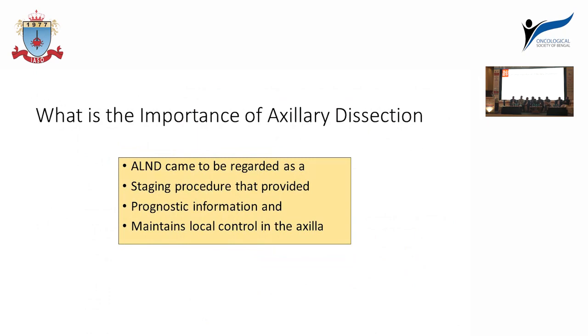Sir, what is the importance of axillary dissection in these patients? See, axillary dissection, previously it was the mainstay of disease management, but over the last 2 decades, it is seen that axillary dissection can be avoided. It is only a staging procedure and has some prognostic information. Local regional control can be similarly achieved with chemotherapy and radiation therapy. In a selected subgroup of patients only, we go for axillary dissection.